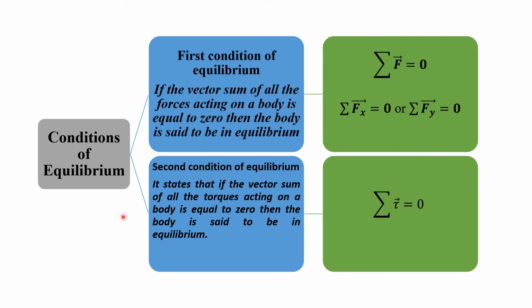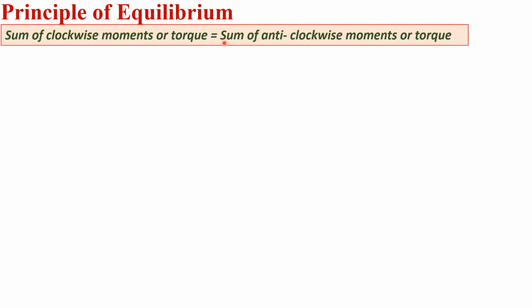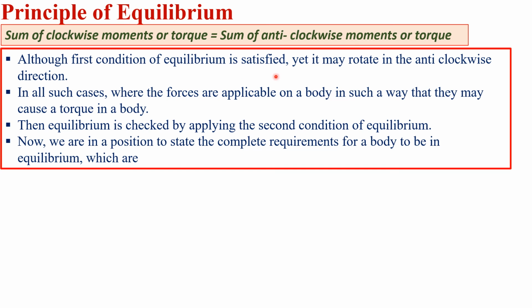Second condition of equilibrium. It states that if the vector sum of all the torques acting on a body is equal to 0, then the body is said to be in equilibrium. So for the second condition, summation of torque, all the torques acting on a body, must be equal to 0. Principle of equilibrium. Sum of clockwise moments or torques is equal to sum of anti-clockwise moments or torques. Although the first condition of equilibrium is satisfied, it may still rotate in the anti-clockwise direction. In all such cases where forces are applied on a body in such a way that they may cause a torque, equilibrium is checked by applying the second condition of equilibrium.